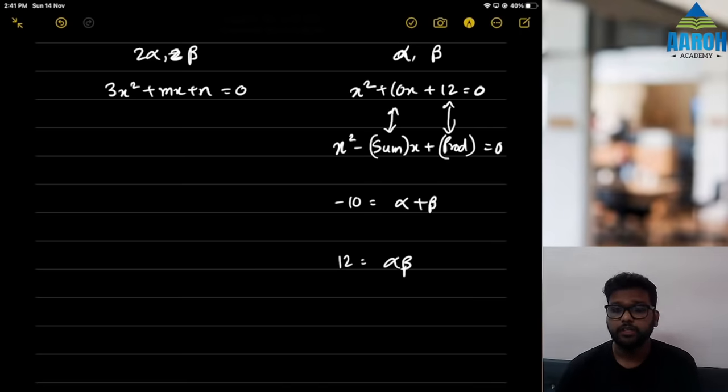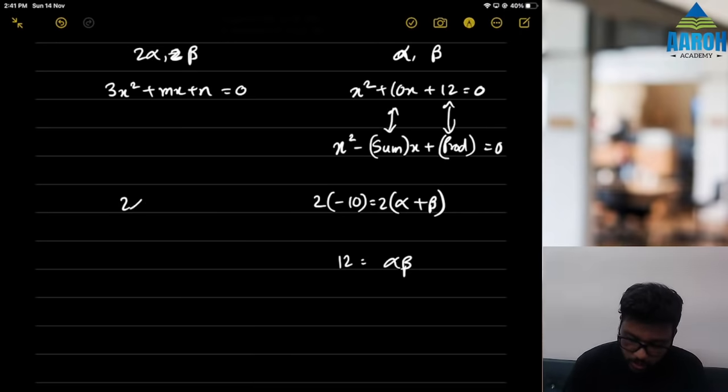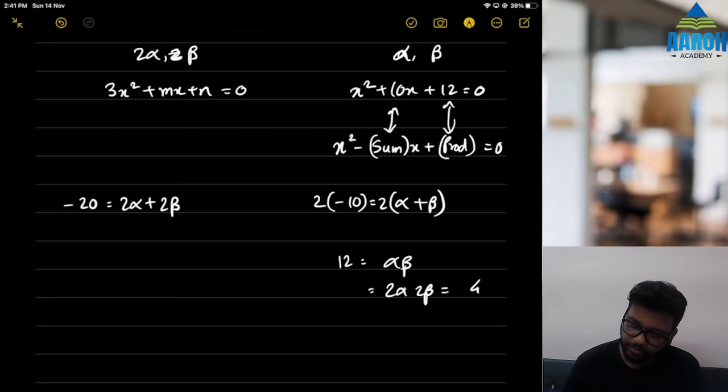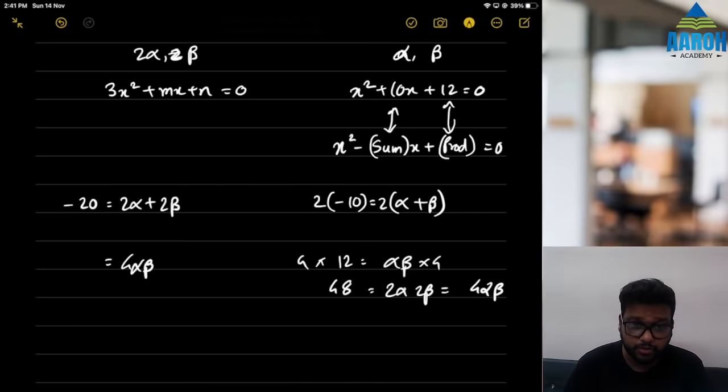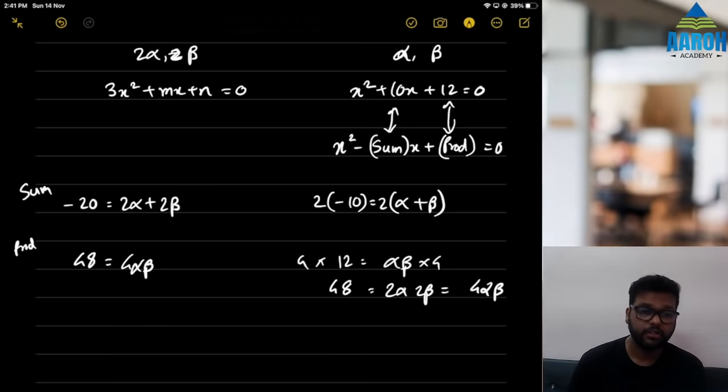Okay, fine. Now instead of alpha and beta, if we want 2 alpha and 2 beta, then we'll have to multiply this by 2. That means 2 alpha plus 2 beta is equal to minus 20. Similarly, if we want 2 alpha and 2 beta as product, that means it will be 4 alpha beta. So we'll have to multiply this side also by 4. So 12 into 4 is 48. That means 4 alpha beta, the product of this equation's roots, is 48. So this is the sum, this is the product: 2 alpha plus 2 beta and 2 alpha into 2 beta for this equation.